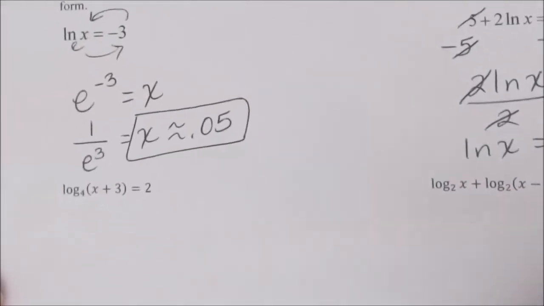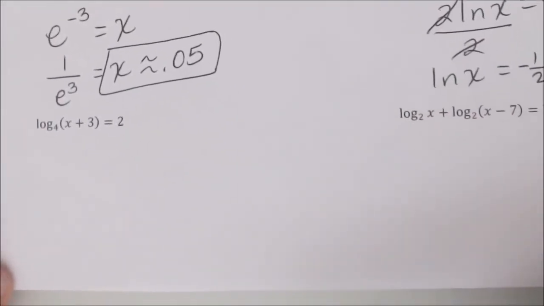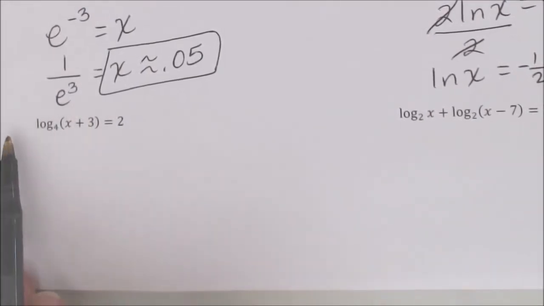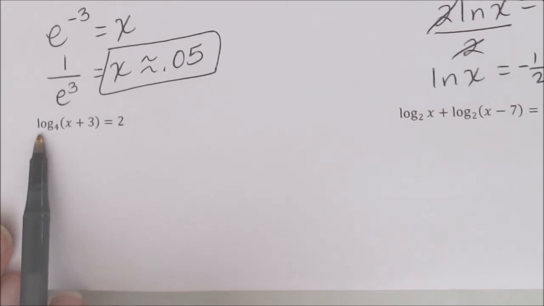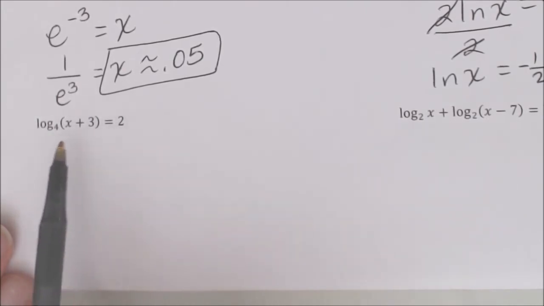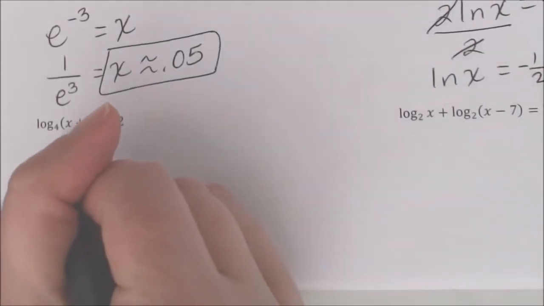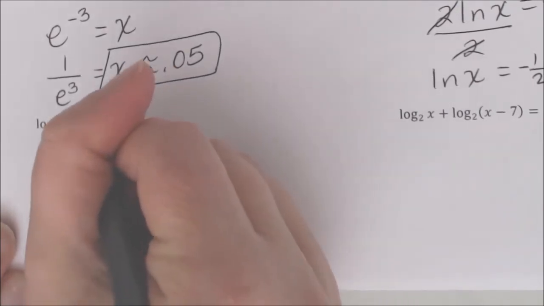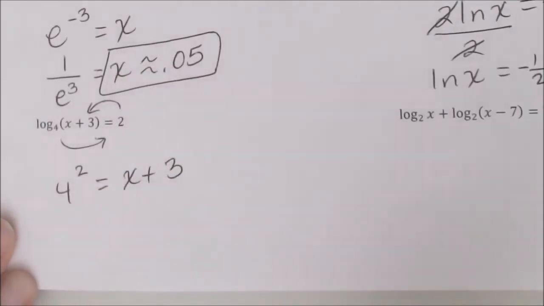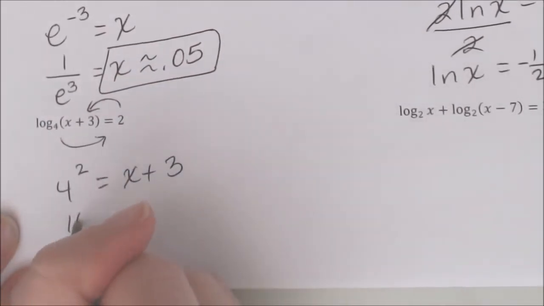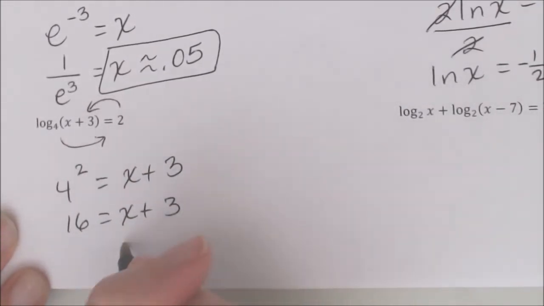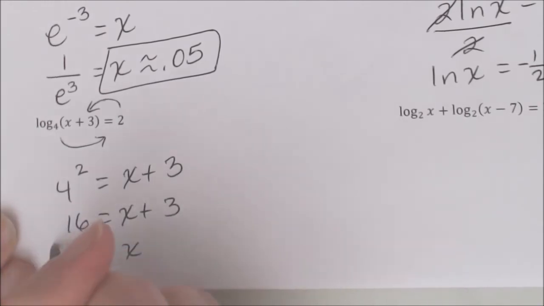Okay, the next one, we've got log base 4 of x plus 3 equals 2. The log is already by itself. There's nothing in front of it, nothing at the end of it. We've just got log of this expression equals 2. So we're going to go ahead, because there's a constant over here, switch it to exponential form. So we have 4 raised to the second power equals what's inside the log, x plus 3. So that gives us 16 equals x plus 3. And then subtract 3, we get a value of 13.